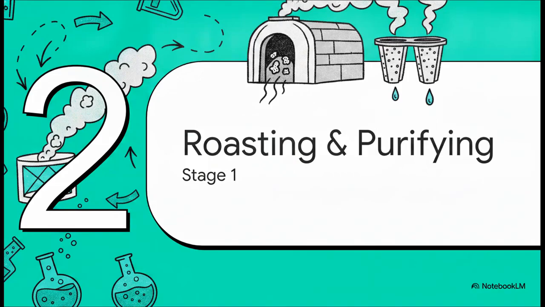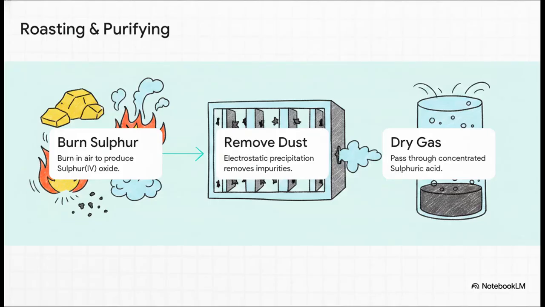Moving right along to section 2, roasting and purifying. This is stage 1. So the process actually starts off pretty simply. We need sulfur, right? Factories either burn pure sulfur or they roast metal sulfides in the air. This combustion gives us our very first intermediate gas, sulfur IV oxide. But, well, here's the catch. This gas is dirty, like really dirty. It contains dust particles and a bunch of other impurities from the raw materials.